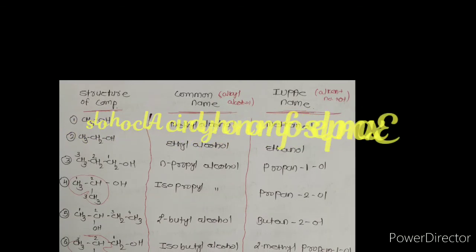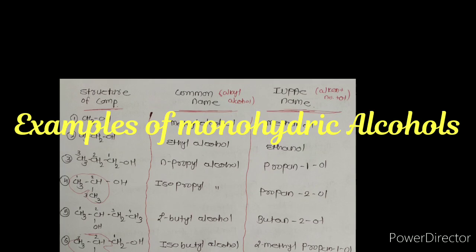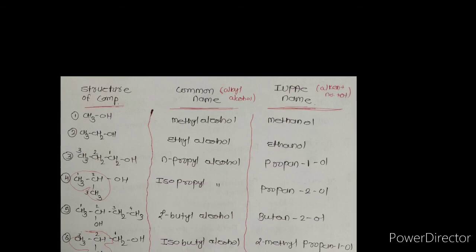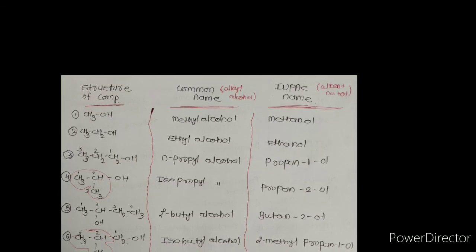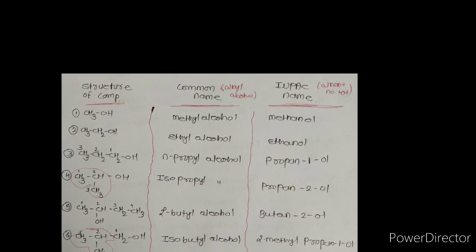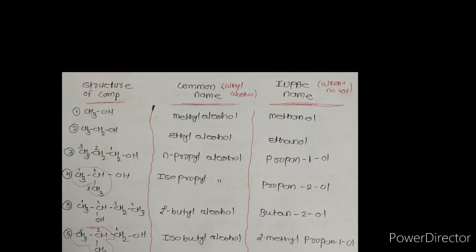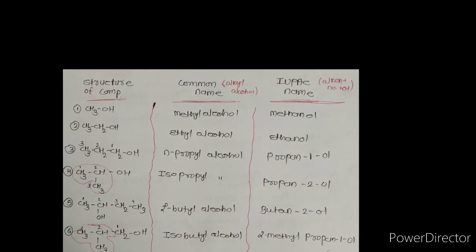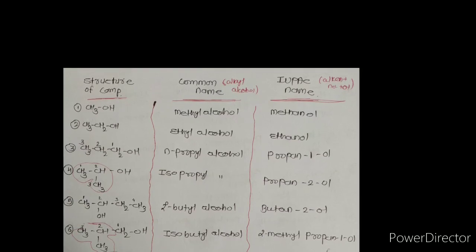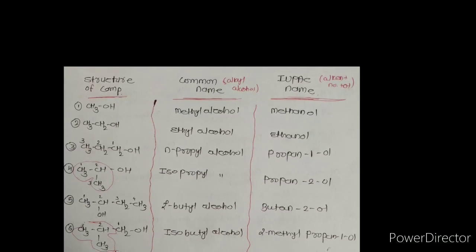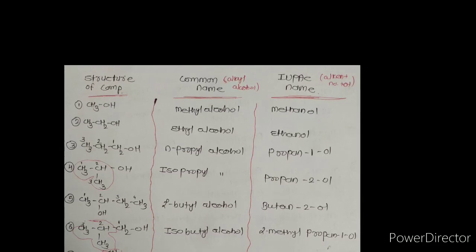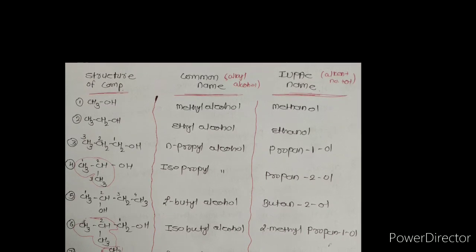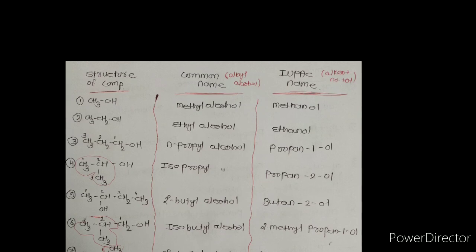Let's start with a few examples. Before starting, once again remember, for a common name the trick is alkyl alcohol, and for the IUPAC name the trick is alkane plus number plus ol. First compound, CH3OH. Here only one carbon is there, hence it becomes methyl, and because of the presence of OH it becomes alcohol, so its name is methyl alcohol. Its IUPAC name: due to one carbon it becomes methane, and due to OH it becomes ol. We remove the letter E from the alkane.